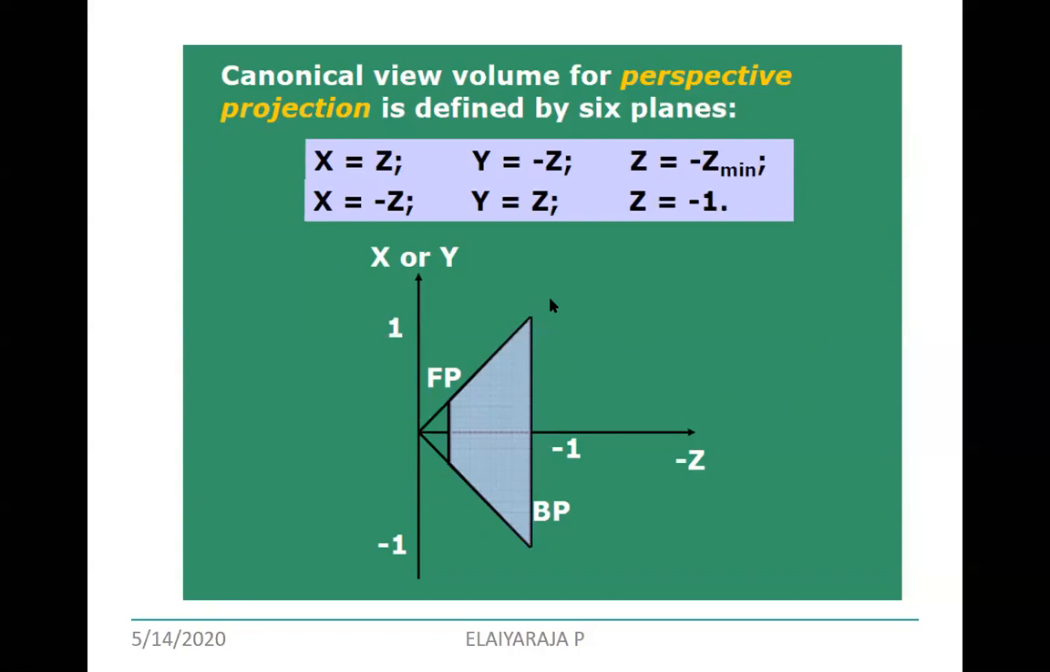and your viewpoint from the Z axis, and your values are going to change. X is going to be 1, Y is going to be -1, and Z we consider as minus Z minimum. With respect to the other far plane, you consider X equal to -1, Y equal to 1 and Z equal to -1 with respect to your Z viewing plane.